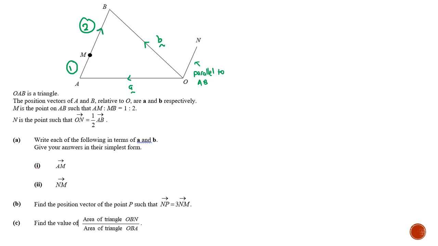From the diagram, we know that AM will be equal to 1/3 of vector AB, and vector AB will be equal to vector OB minus vector OA, and we will have 1/3 brackets vector B minus A. Next, we are asked to find vector NM. Vector NM will be equal to vector OM minus ON.